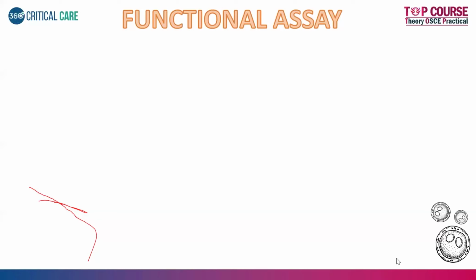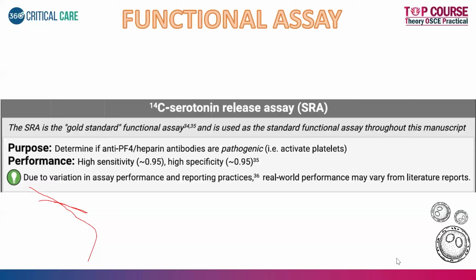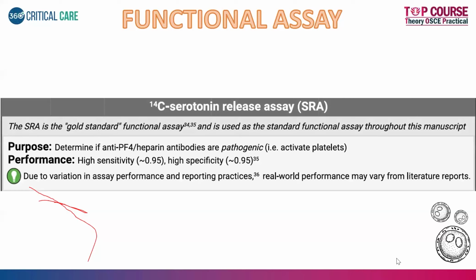So coming to the next step in laboratory diagnosis, that is the functional assay. So we have the serotonin release assay, that is your carbon 14 serotonin release assay. This is the gold standard functional assay. So what do we mean by functional assay? Here, it will help us determine whether the anti-PF4 heparin antibodies are pathogenic. That is, whether they activate the platelet or not. Okay. So this is step 2 in confirmation of the HITT.